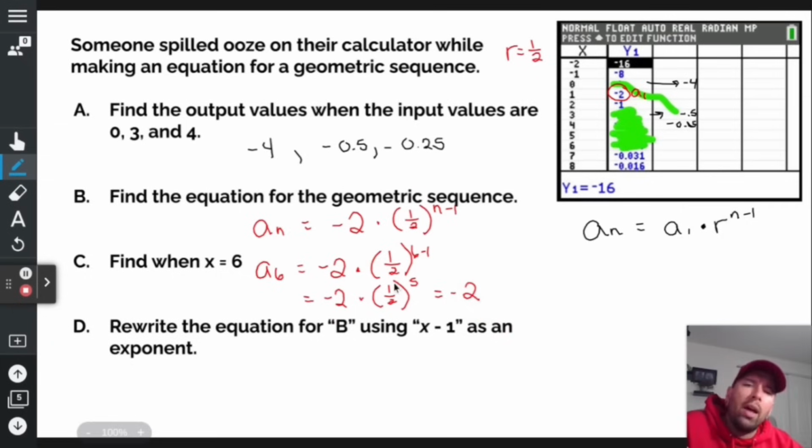I know that 2 times 2 is 4. So 1 over 2 times 1 over 2 is 1 over 4, because you do 1 times 1 and 2 times 2. So what does that mean? That means if I do 1 times 1 times 1 times 1 times 1, 5 times, I get 1 on the top here. If I do 2 times 2, 4 times 2, 8 times 2, 16 times 2, I get 1 over 32. Multiply 1 over 32 by 2, and you get 1 over 16. Since that's negative 2, you get negative 1 over 16, and that's what happens when x is 6.